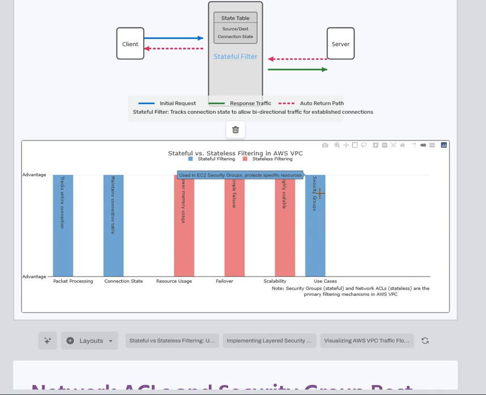Security groups are used in EC2 to protect specific resources. So this one is protecting instances. The other one is protecting a broader range, at the subnet level. All right.